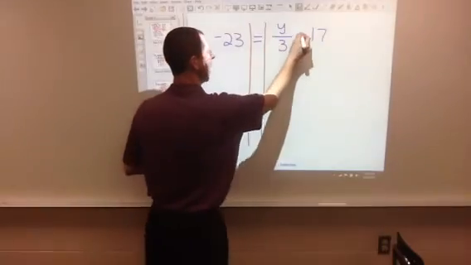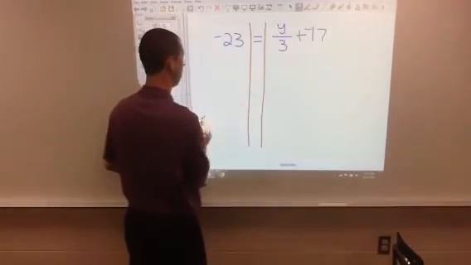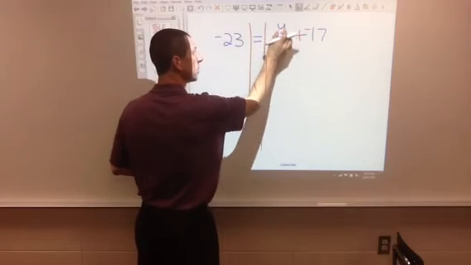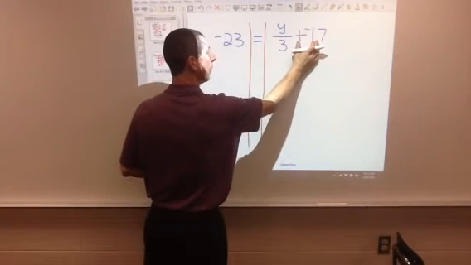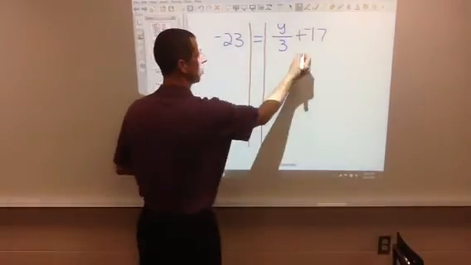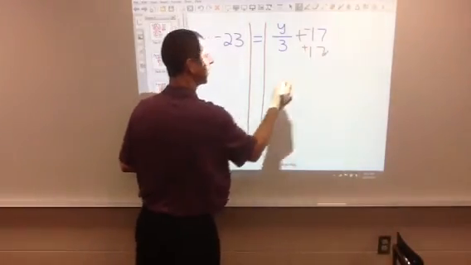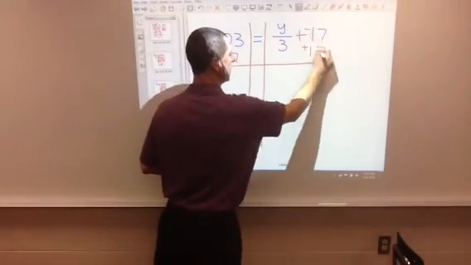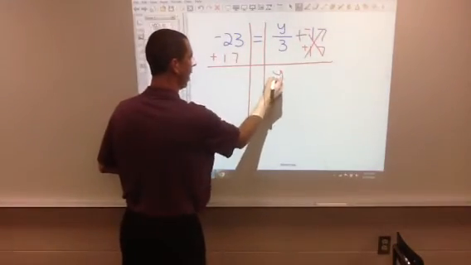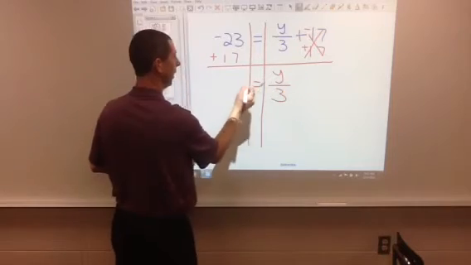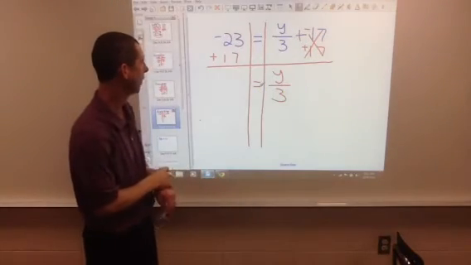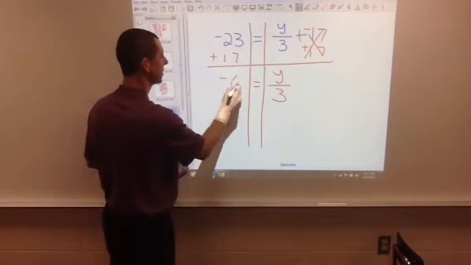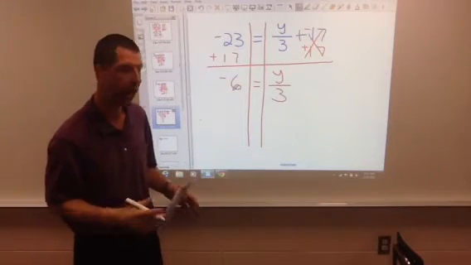All right, I'm going to add the opposite. My first step then, we're always working on the variable side. I want to get rid of the negative 17, so I'm going to have to add 17. That's the opposite operation, that will get rid of it. So these cancel. I'm left with y over 3, and here I have negative 23 plus 17, which is going to be negative 6. Use your calculator on that.